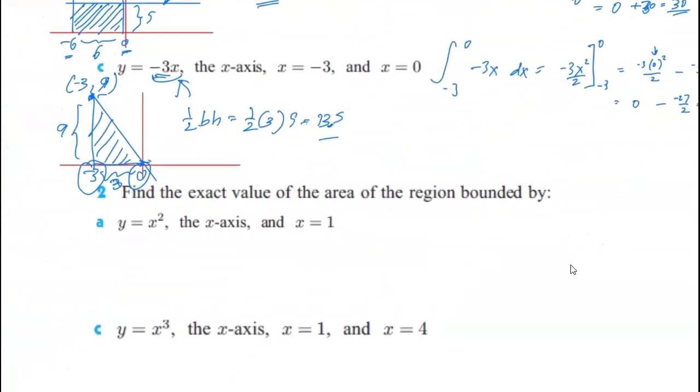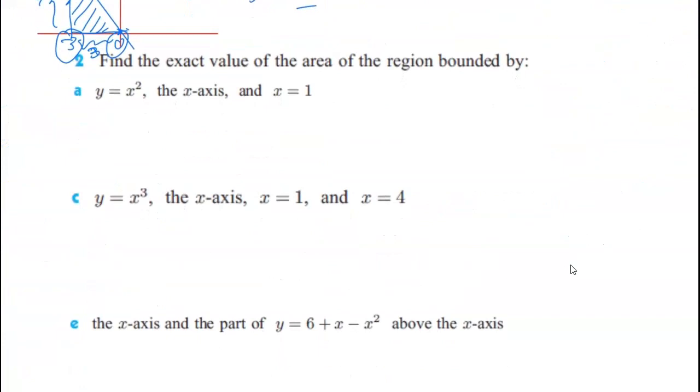Okay, so it's fine. 2, find the exact value of the area of the region bounded by, let's draw another picture, x-axis, y-axis, y equals x squared. Oh, that's a parabola that has its vertex at 0, 0. The x-axis, so right here, and x equals 1. Let's say it's right here. Okay, so basically it would be this shape here, right?